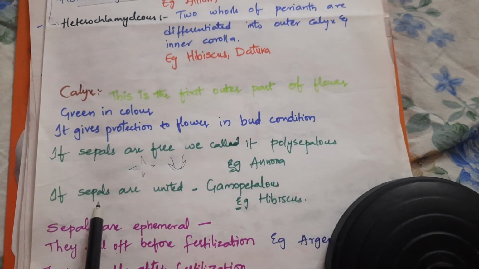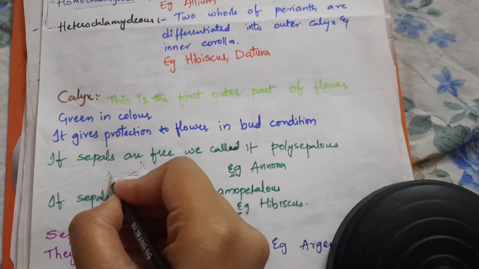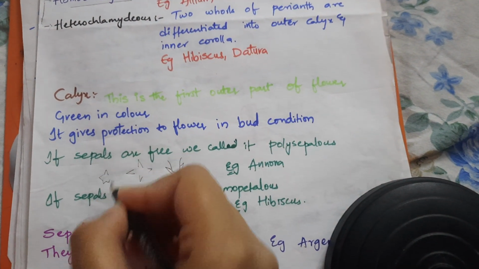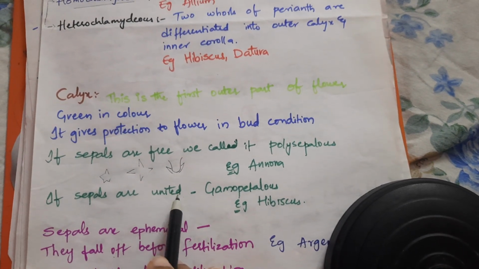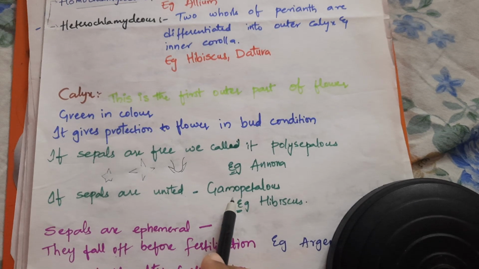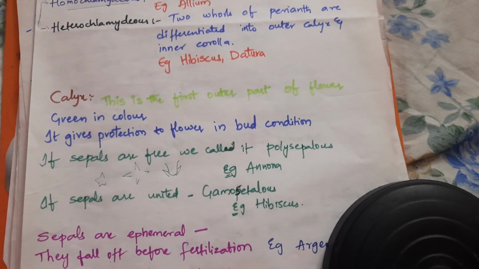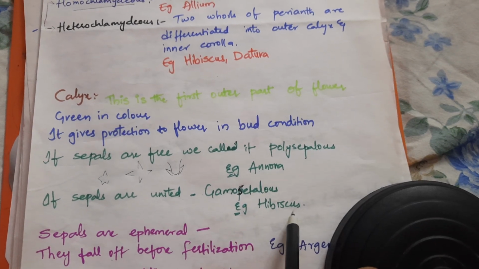And if sepals are united, means these are completely united, that type of sepals is known as gamosepalous. An example for that is the hibiscus.